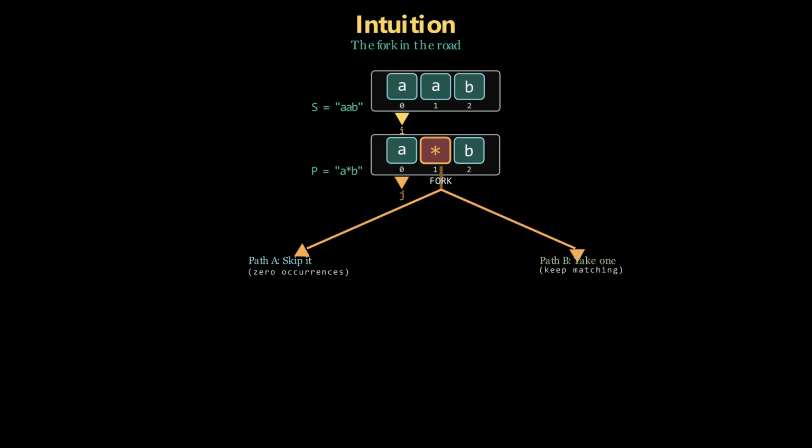In the first universe, we assume the star means 0 copies. We ignore the character entirely, leap over the star, and see if the rest of the pattern can match our text. This is our safety valve. It is how a pattern like A star B star C star successfully matches a completely empty text string.